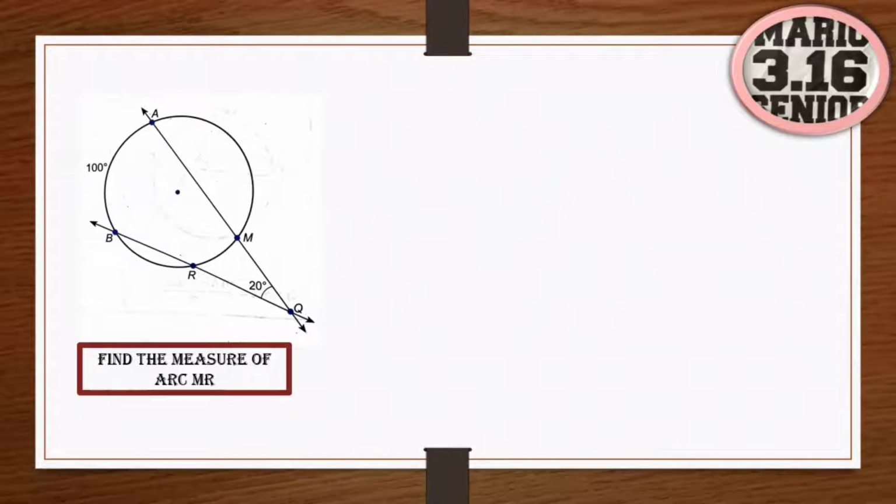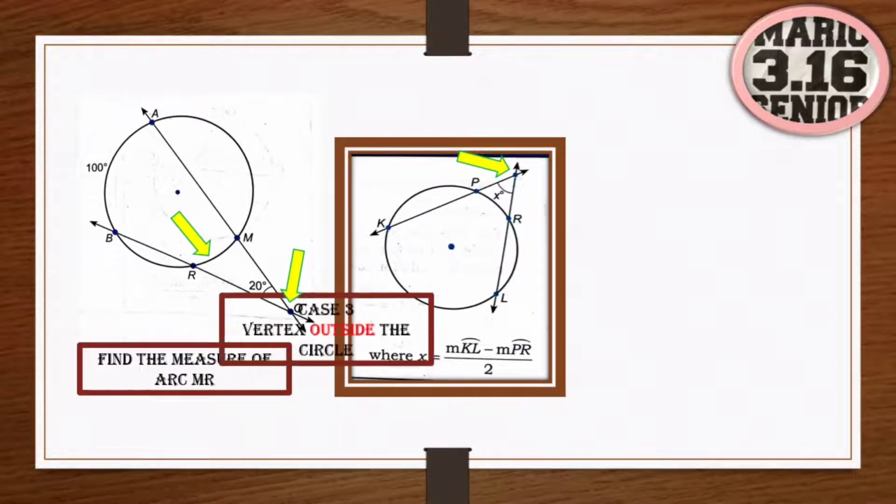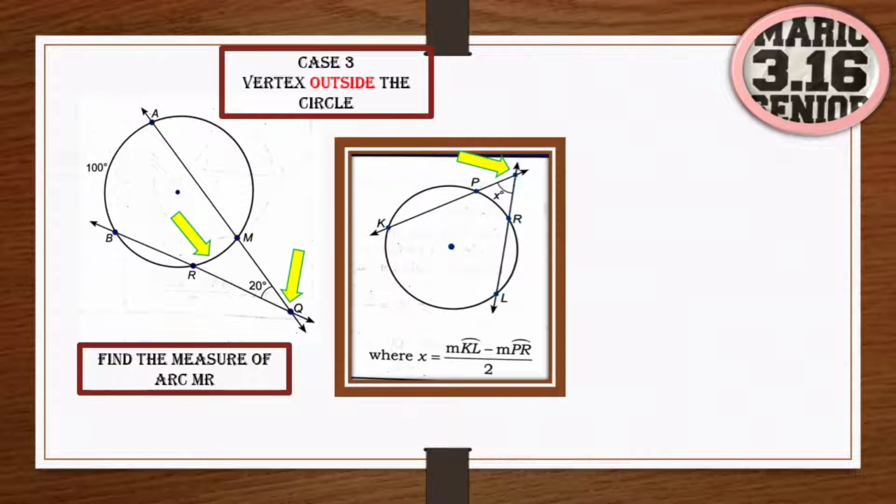So let us now consider an example. Let's say that for the circle which is given, we are asked to find the measure of arc MR. So where is arc MR? There it is. That is arc MR. The two secants intersect outside the circle, so this falls under case number 3. That is, we have to use the given formula for case number 3 to find MR.